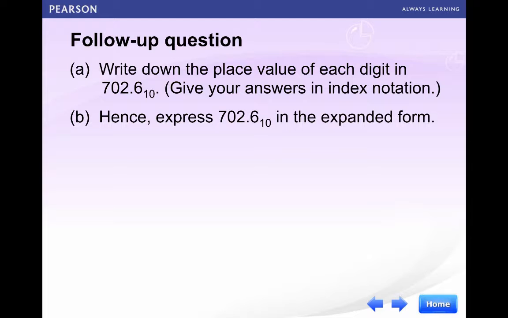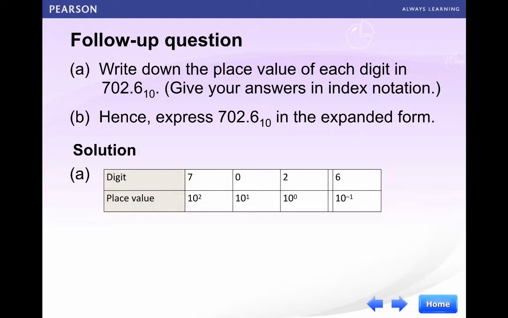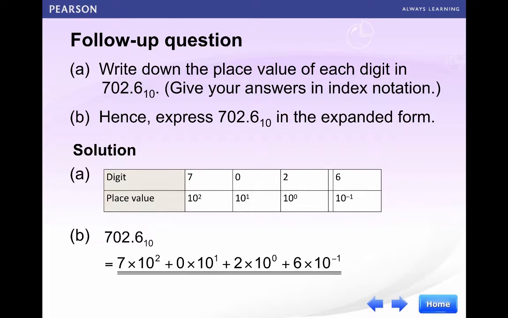Give your answers in index notation. For 7, the place value is 10 to the power 2 because it is 700. And the numeral 0 here represents the place value of 10 to the power 1, and so on. If you want to express this number in the expanded form, we just write down 7 times 10 to the power 2 plus 0 times 10 to the power 1. Remember, you have to write down the 0 term. The next one is 2 times 10 to the power 0, and the last one is 6 times 10 to the power -1.